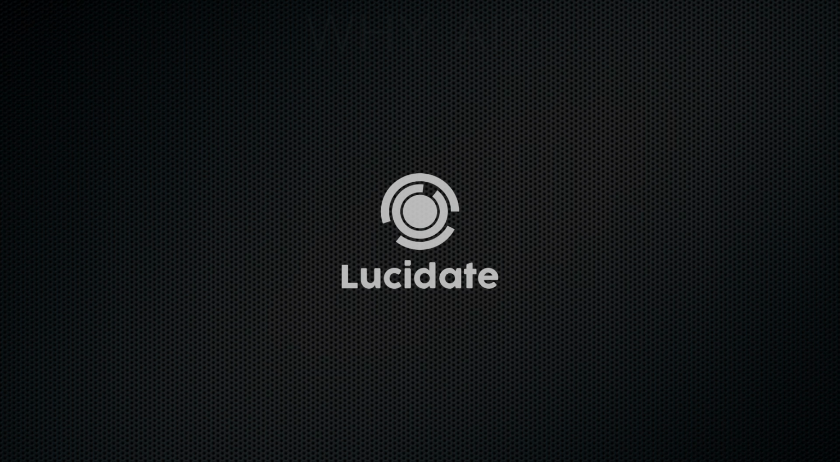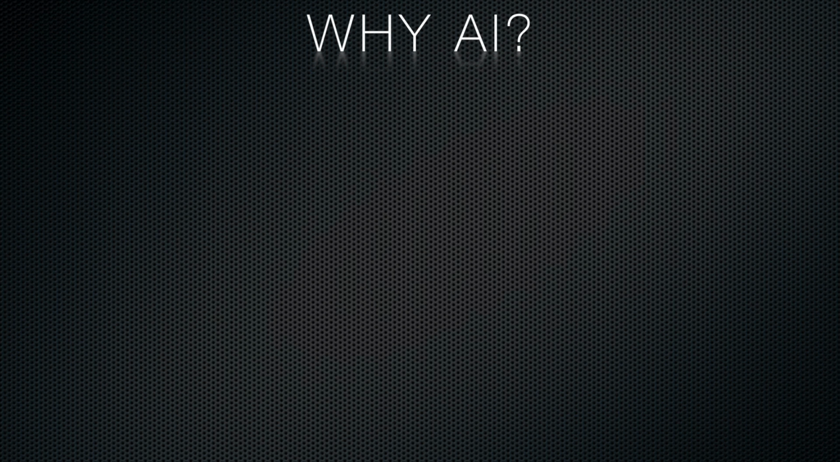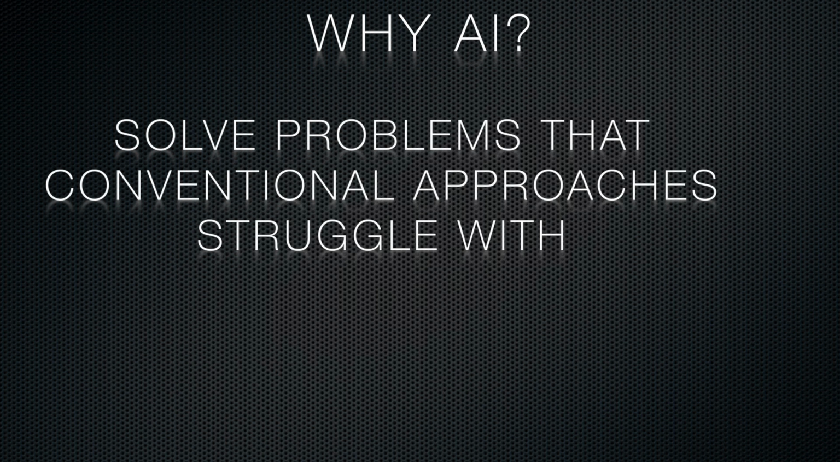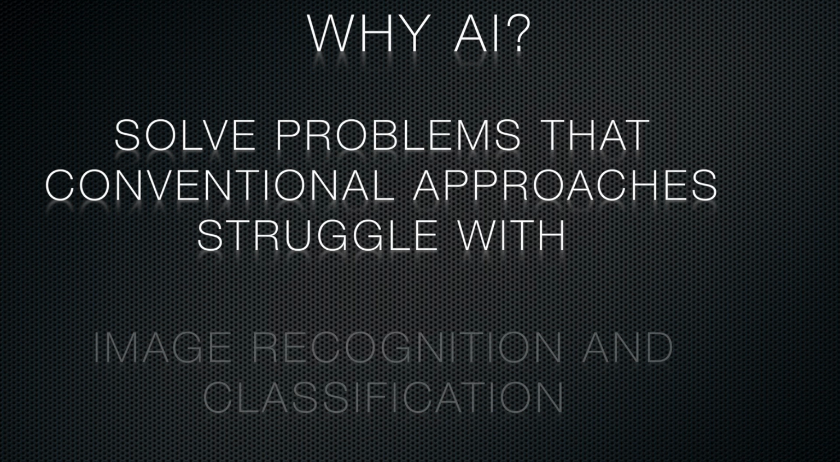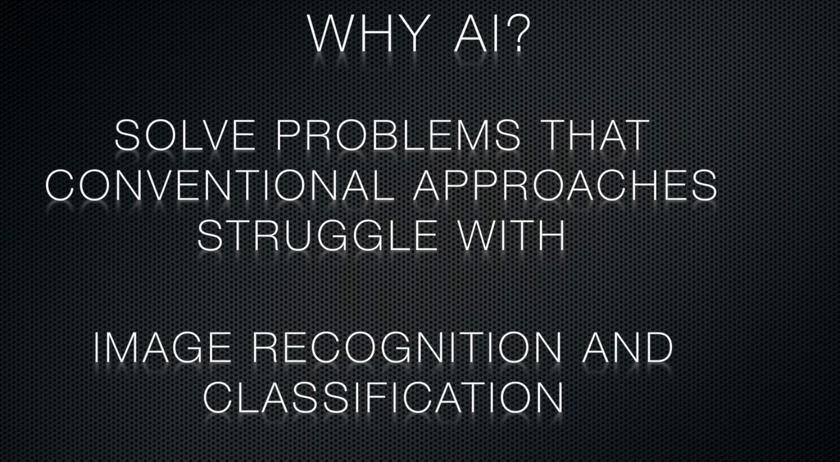In this series, we've looked at why we build AI. We do it to solve problems that conventional logic-based approaches can't solve. Specifically, we've looked at neural networks to solve classification problems.